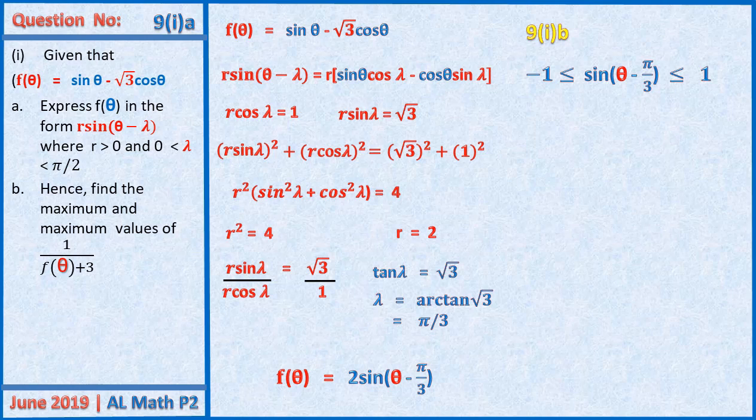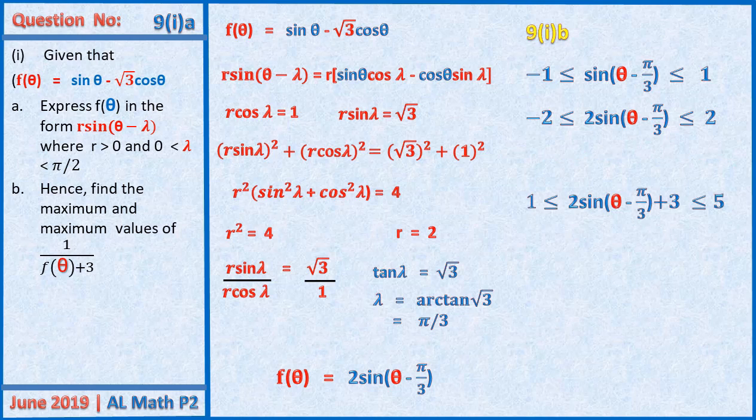The next thing now here is to multiply by 2. So minus 2 is less than or equal to 2 sin(theta - pi/3), less than or equal to 2. Then the next thing, we add 3 to both sides of the inequality, so that we are trying to come out with the function that's been given in the question. And this will give us 1 to be less than or equal to 2 sin(theta - pi/3) plus 3, less than or equal to 5.